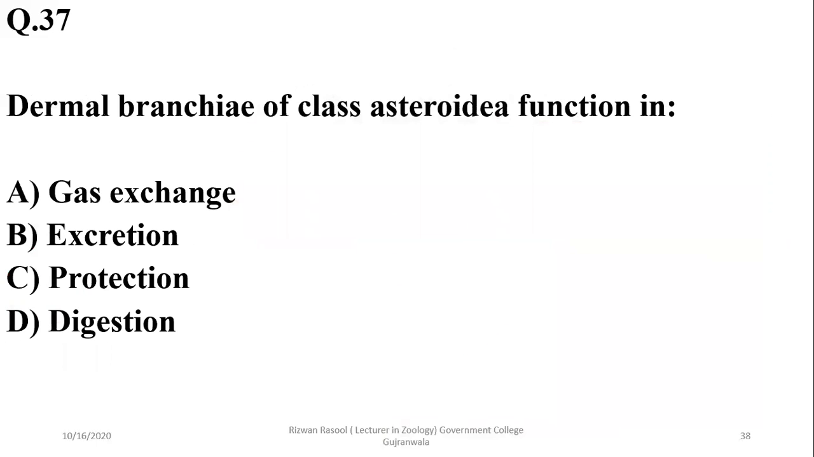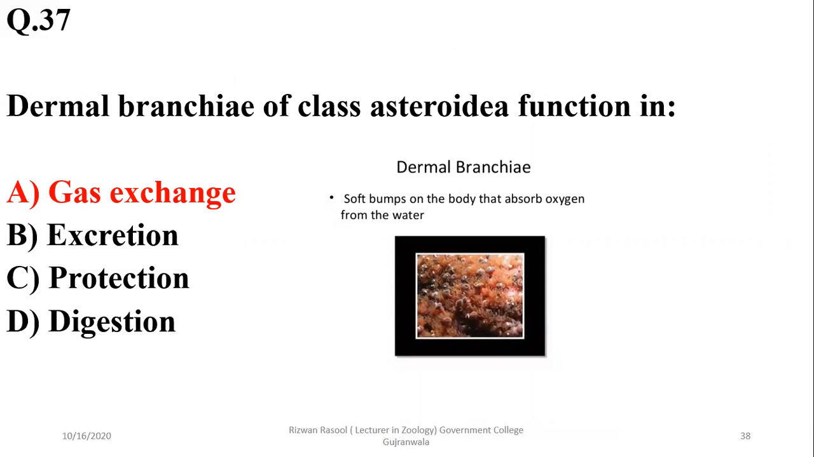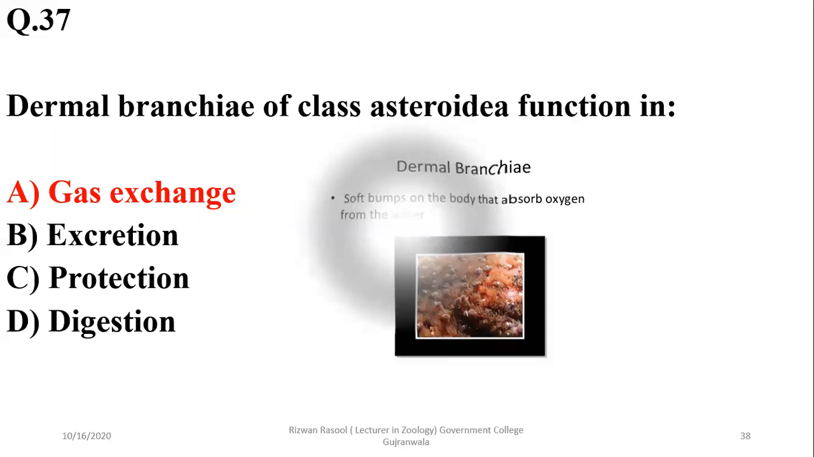Number 37. Dermal branchiae of class Asteroidea function in gaseous exchange. And these appear in the form of soft bumps or projections of the body that absorb oxygen from the water. That's why they are the structure responsible for gaseous exchange.